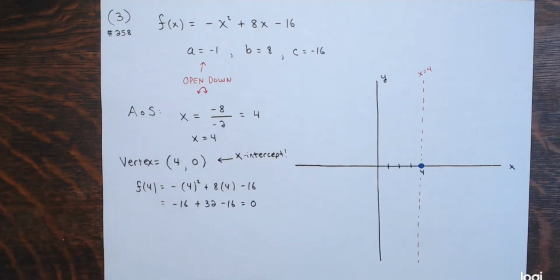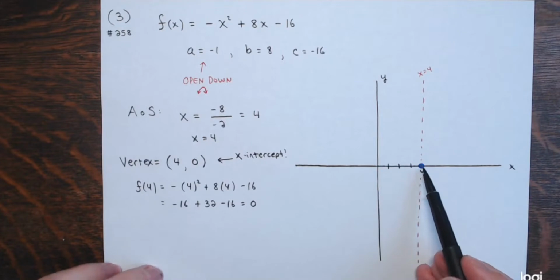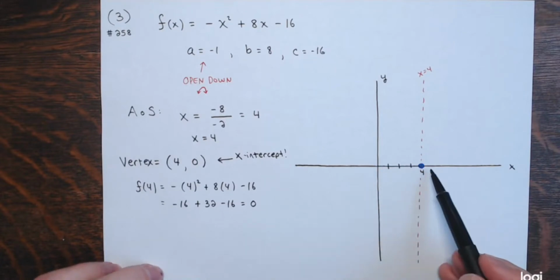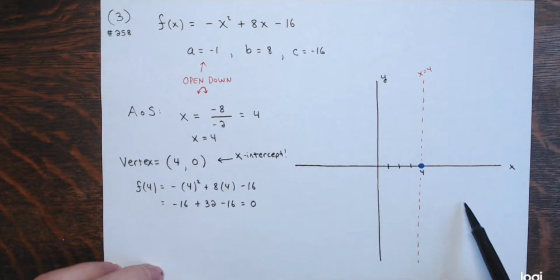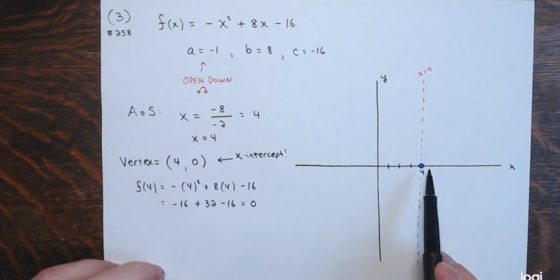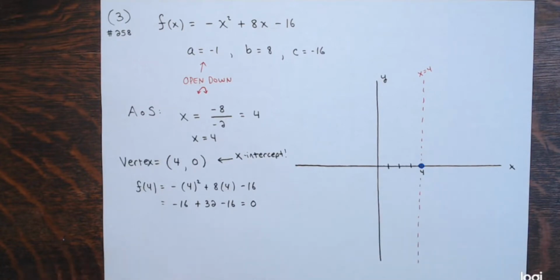Because look, there's the highest point of the graph, and it's going to be opening down from here, so no other part of the graph is going to touch the x-axis. That's got to be the only x-intercept. I hope that makes sense.